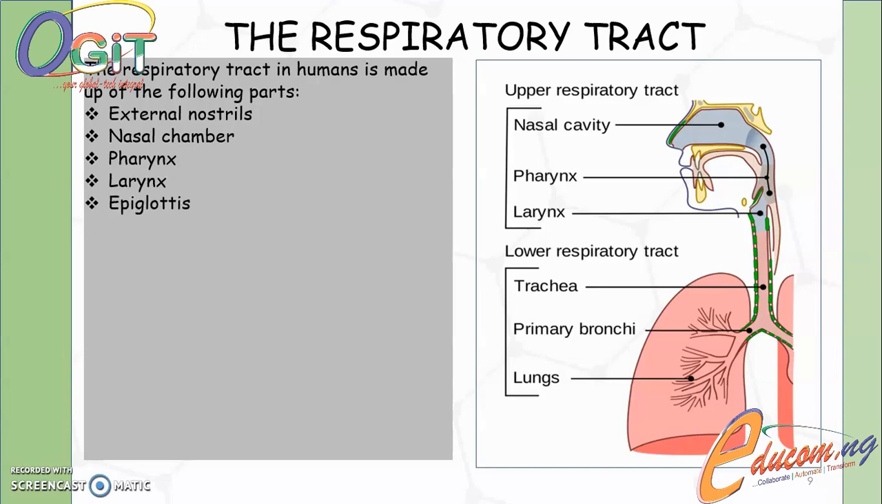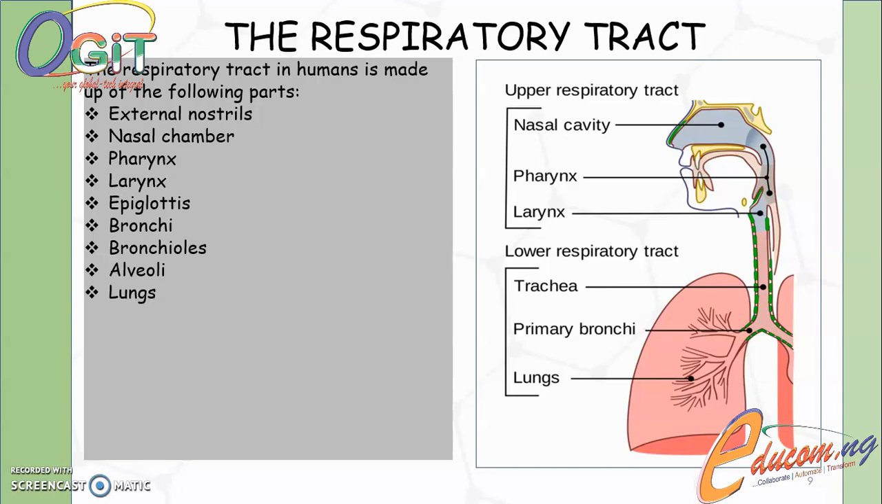Epiglottis, a flap-like structure that covers the glottis and prevents the entry of fluid into the windpipe. The bronchi. The bronchi are the subdivision of the trachea. That is, the trachea is divided into the left and the right bronchi. And we have the bronchioles. Each bronchus is further divided into finer channels known as the bronchioles. Also, the alveoli. The bronchioles end up in balloon-like structures known as the alveoli.